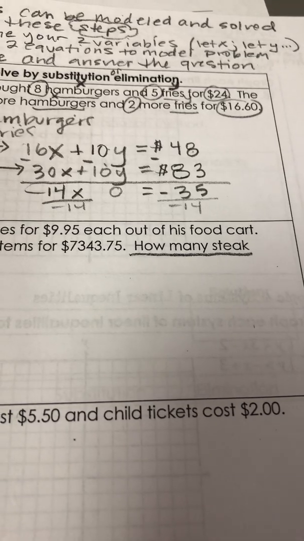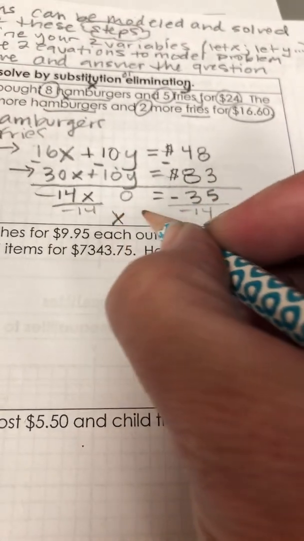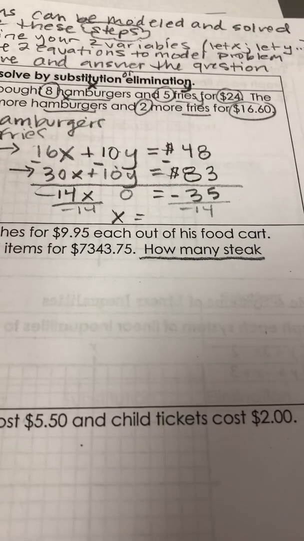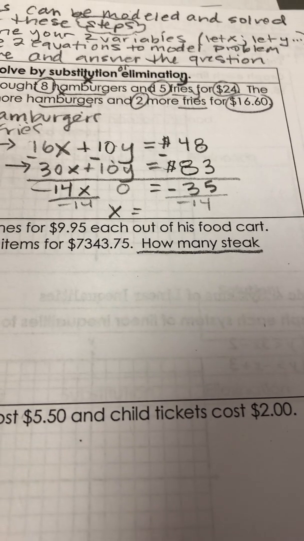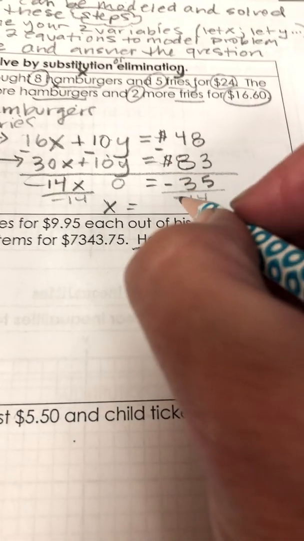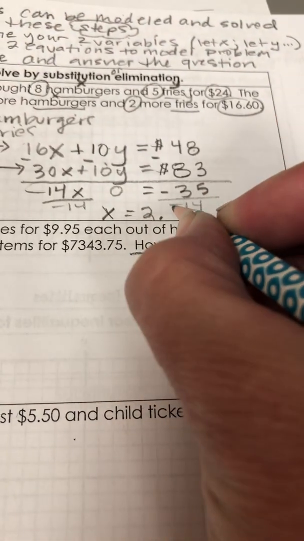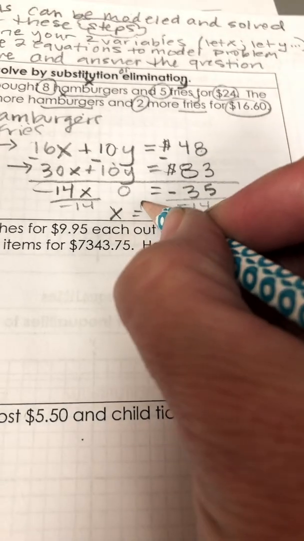So if I think about it, negative 14 divided by negative 14 is just 1. So I get rid of it. I end up with my x. And then I have 35 divided by 14. And I just put it in my calculator, and the answer is 2.50. And I'm dividing a negative by a negative, so my answer is positive.